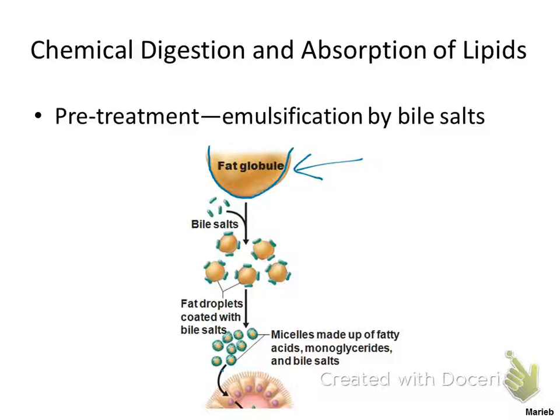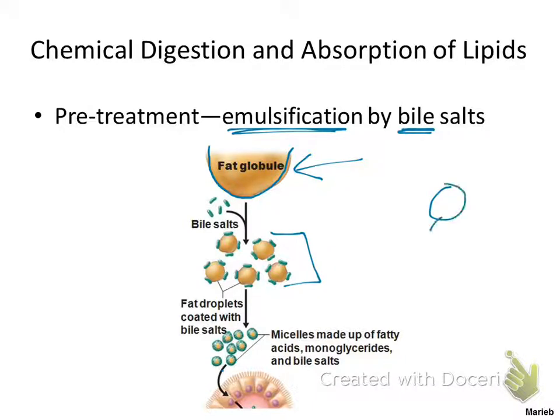So we've got to break up our big fat globule, and that's what emulsification means. We're going to break it up into smaller fat droplets. And we do that with the use of bile, specifically salts that we find in the bile. And they're able to do this because they have something in common with phospholipids. We've talked about phospholipids previously when we talked about the plasma membrane. What are phospholipids like?